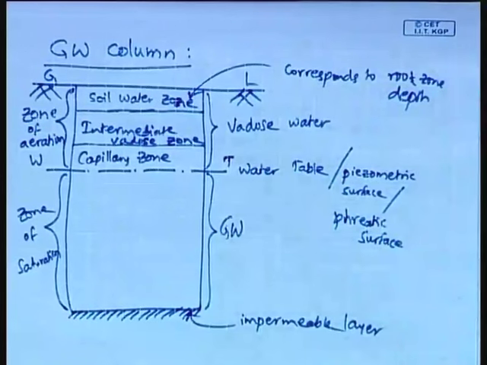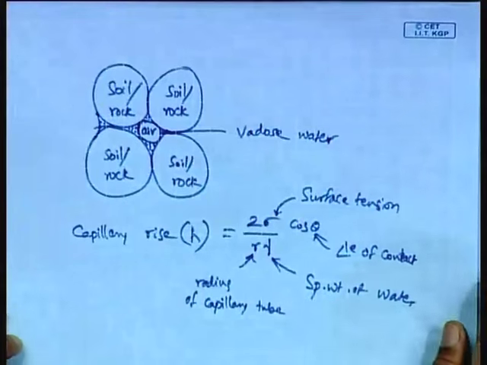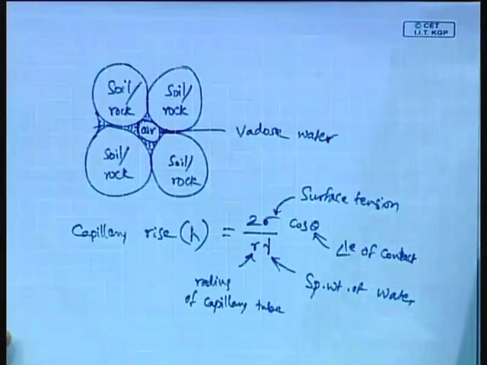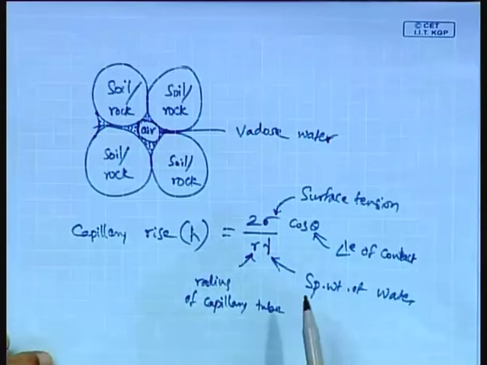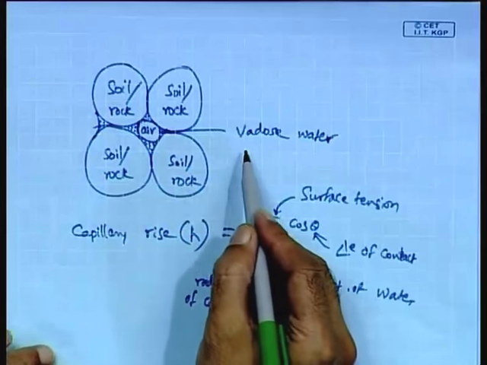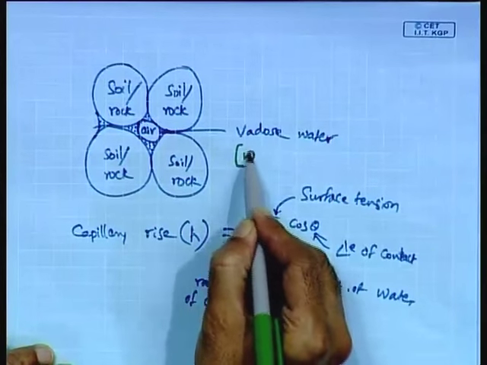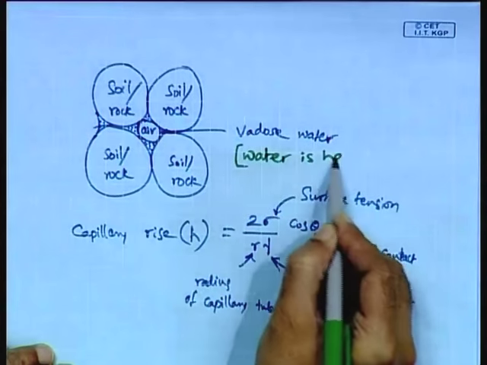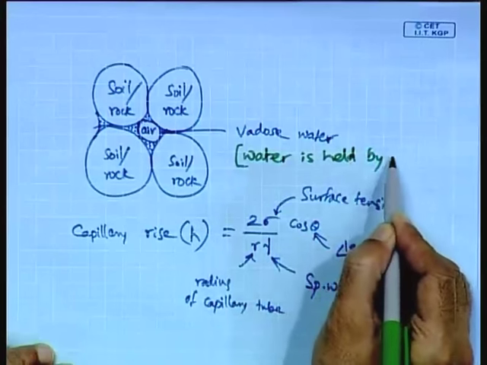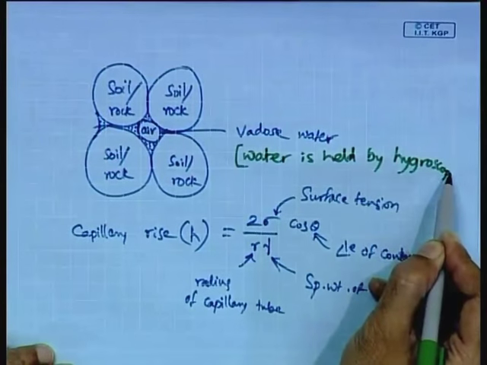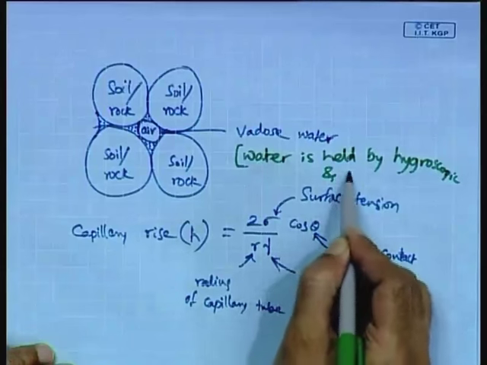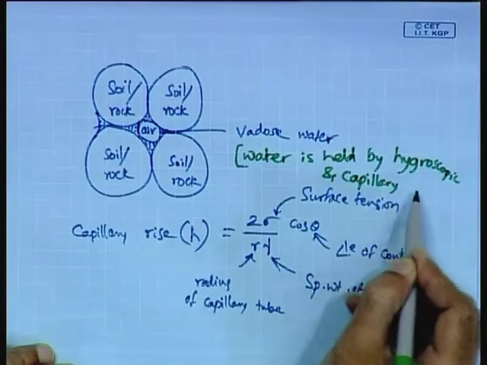And we also discussed how, in the zone of aeration, the water is held, which is basically in the intermediate zone, the Vadose water. This water is held by hygroscopy and capillary action.